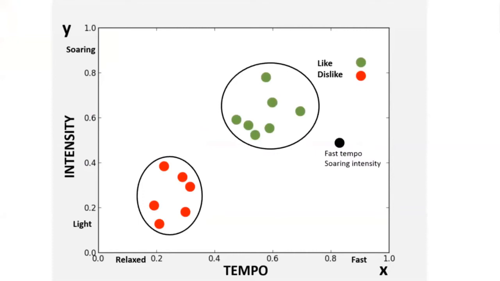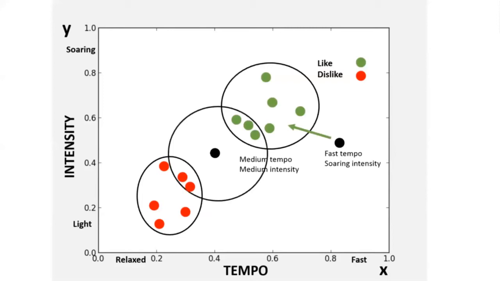So if we have a new song that has a fast tempo and soaring intensity, we know that based on the new characteristics, it will be classified as a like song. However, if we have this new song that has medium tempo and intensity, the problem becomes more complicated. But when we draw a circle around the point, we can notice that three like songs were included, while two dislike songs are included. So by a majority vote, it is more likely that the new song will be classified as like songs. What we actually did is a simple machine learning algorithm called the k nearest neighbors.